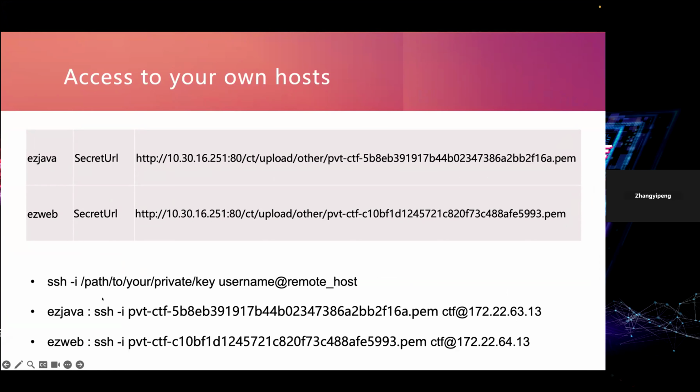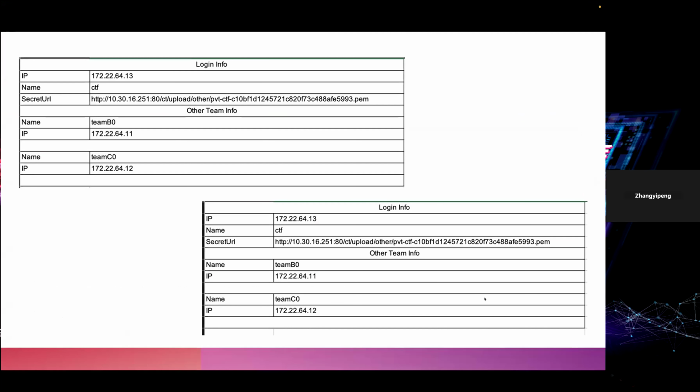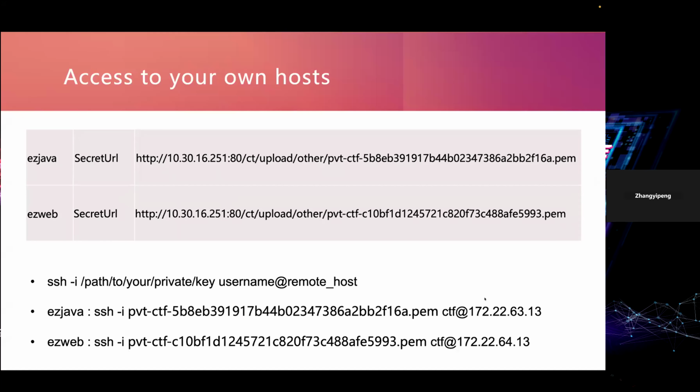So I have shown you how to SSH to the target using the private key. But first of all, you need a VPN, because this IP address is an internal IP. I have supplied the VPN for you. You need OpenVPN to do this. Now you can access the Easy Java and the Easy Web.